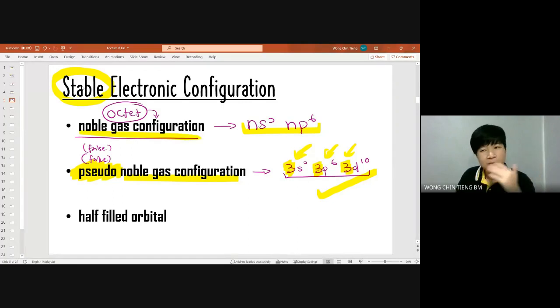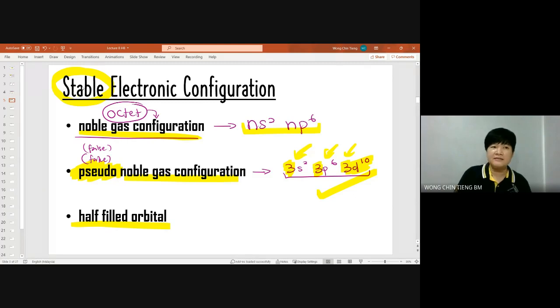Dia akan stabil macam octet kita. Dia akan stabil macam noble gas kita. Cuma dia slightly different dari segi bilangan elektron dan kedudukan elektron. Bilangan elektron akan berubah jadi 3d10 ada sekali. Tapi stabil, sangat stabil. Stabil seperti noble gas kita. Okay? And then last but not least, half-filled orbital.